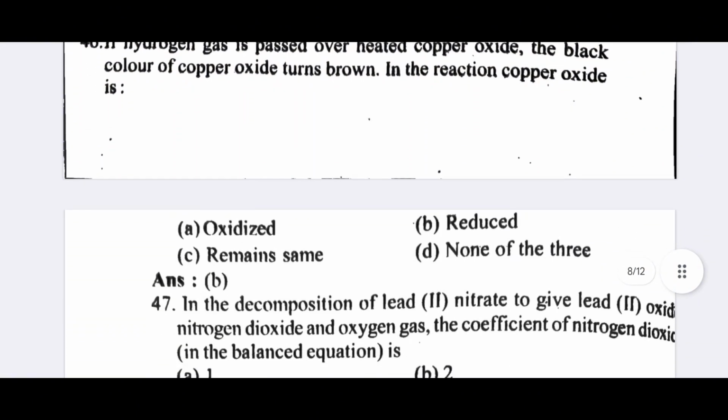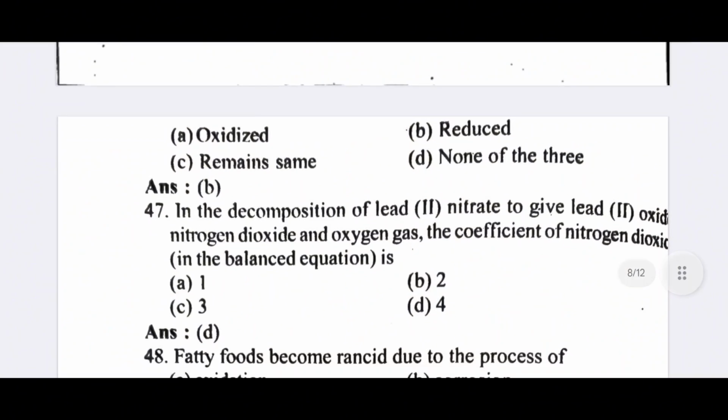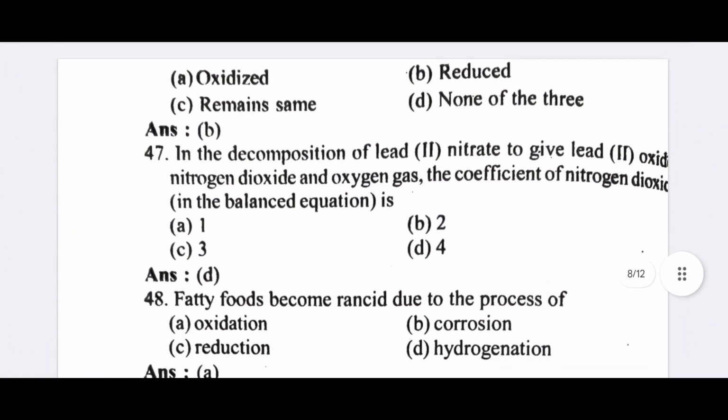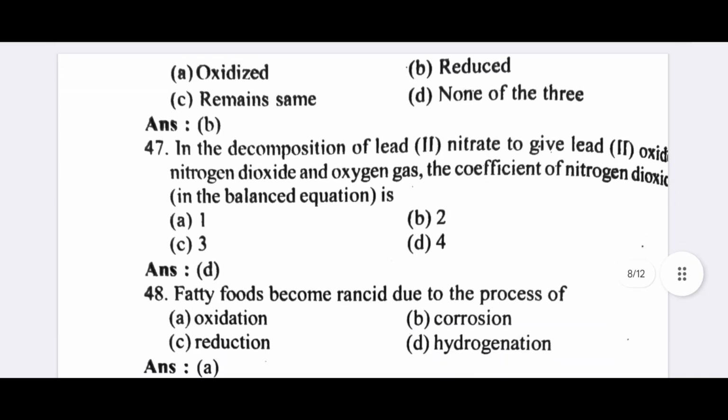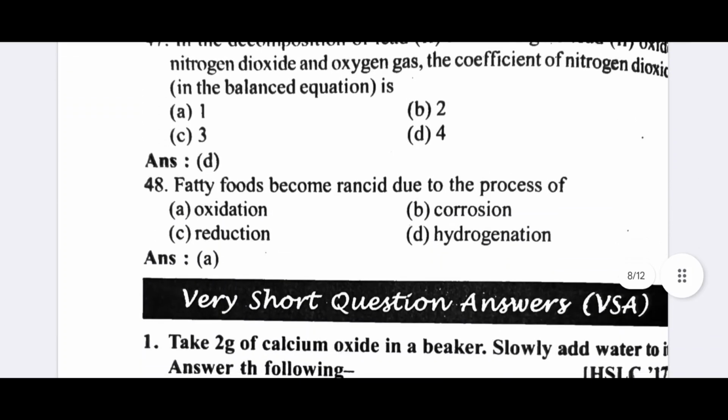In the decomposition of lead nitrate, it gives lead oxide, nitrogen dioxide and oxygen gas. The coefficient of nitrogen dioxide in the balanced equation: answer is D, 4. Fatty foods become rancid due to the process of A number, oxidation.